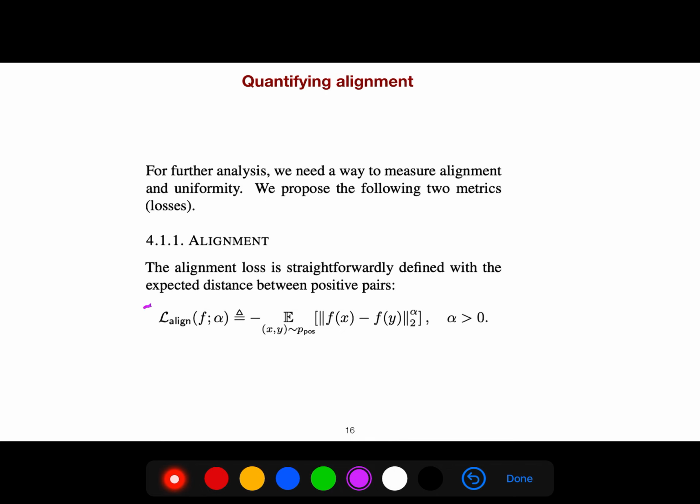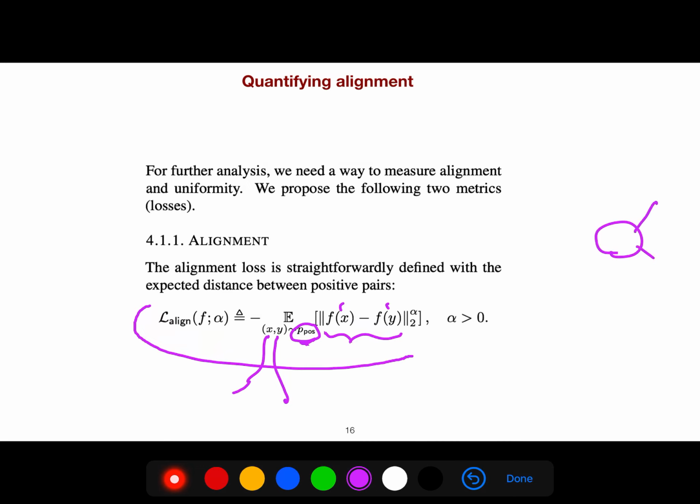We have this metric, the alignment loss, which is defined as the expected distance between positive pairs. X and Y are positive pairs drawn from the positive pair distribution. So X and Y are just your augmentations of an image.